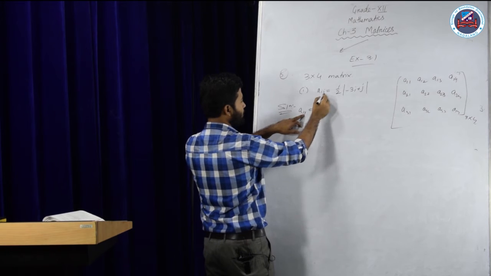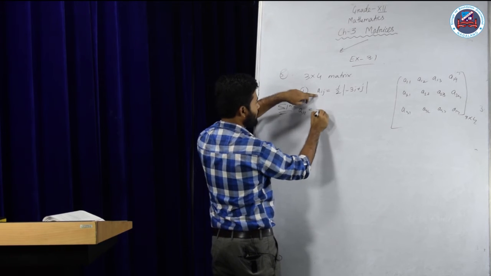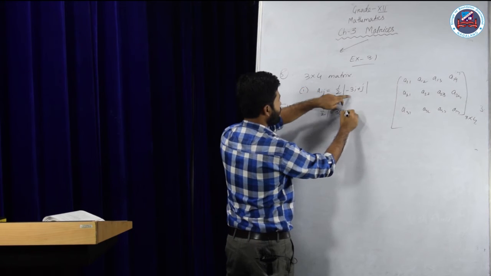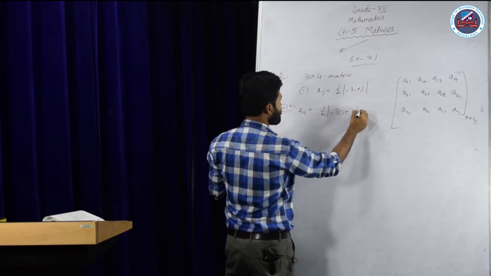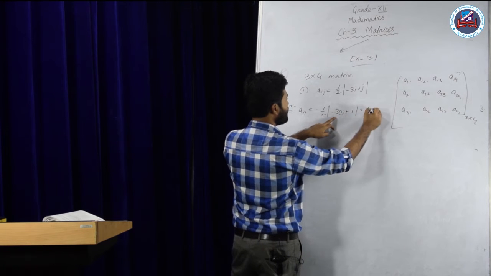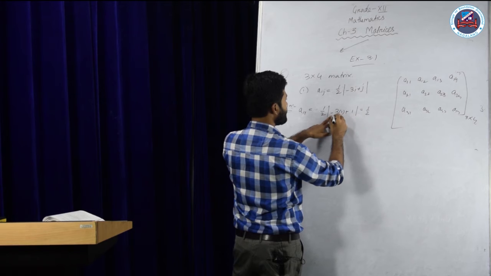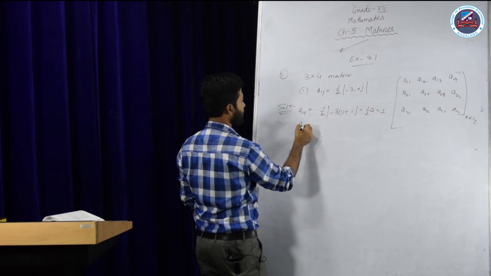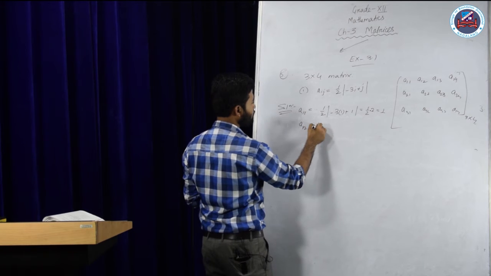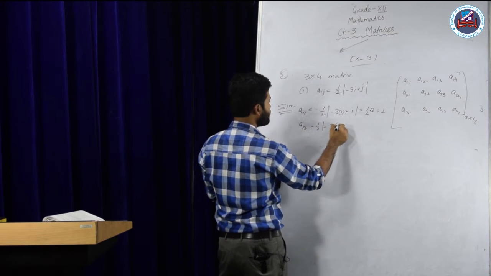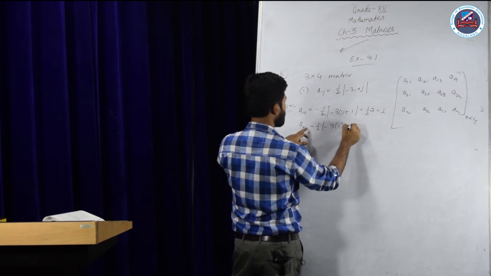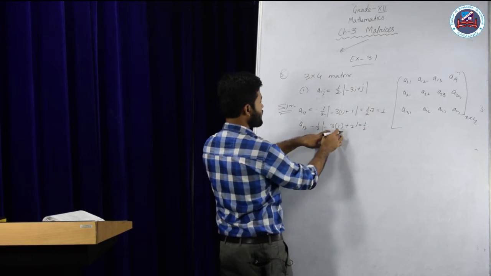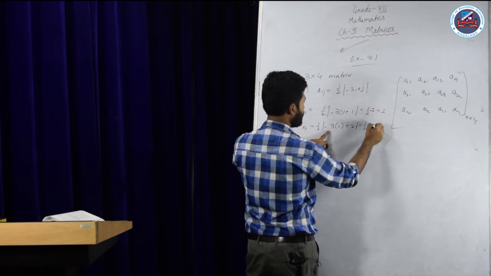A11 will be, here in place of Aij, replace it by 11. So in place of i, replace it by 1, it will be minus 3 into 1 plus j. What is our j? It is also 1. So this will give us 1 by 2 mod of, since there is a mod, minus 3 plus 1 will be minus 2. So mod of minus 2 is equal to 2, so half of 2 is equal to 1. Then A12. It will be half of mod of minus 3 into 1 plus 2, and that will be equal to 1 by 2 into mod of minus 3 plus 2, so mod of minus 1 will be 1, that will be equal to half.